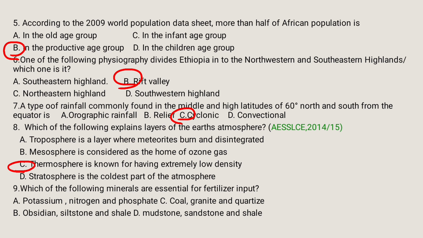Question number 9. Which of the following minerals are essential for fertilizer inputs? A. Potassium, nitrogen, and phosphate. B. Obsidian, siltstone, and shell. C. Coal, granite, and quartz. D. Mudstone, sandstone, and shell. So the correct answer is A. Potassium, nitrogen, and phosphate are the main ingredients of fertilizer production.